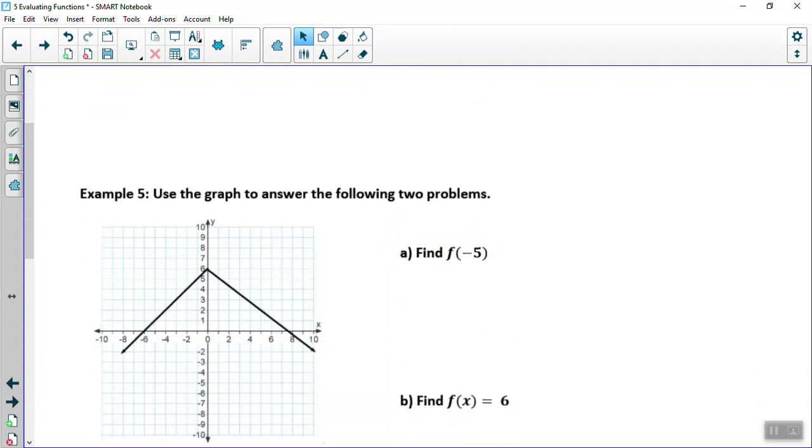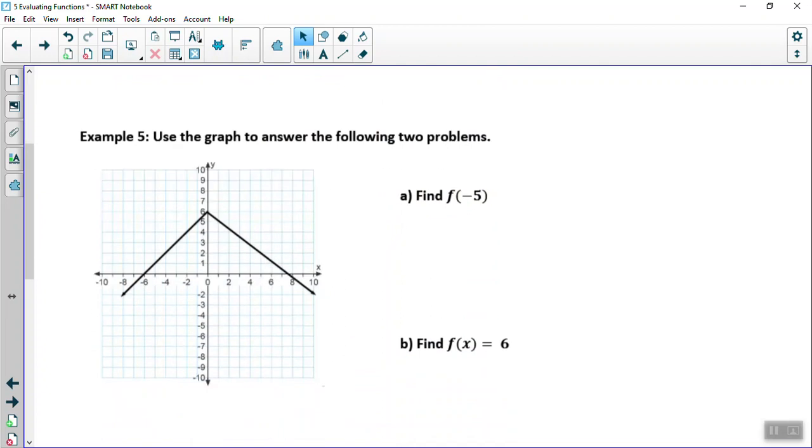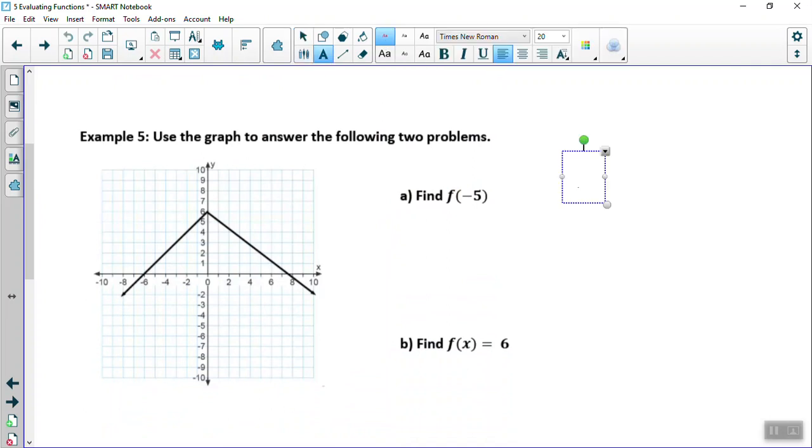All right, now let's take a look at what happens when we have a graph. We're going to use this graph to answer the following two problems. Again, here they're giving us the x value. So what we're saying here is, when we know what x is, we know x equals 5, we want to know what y equals. Think of it as an ordered pair.